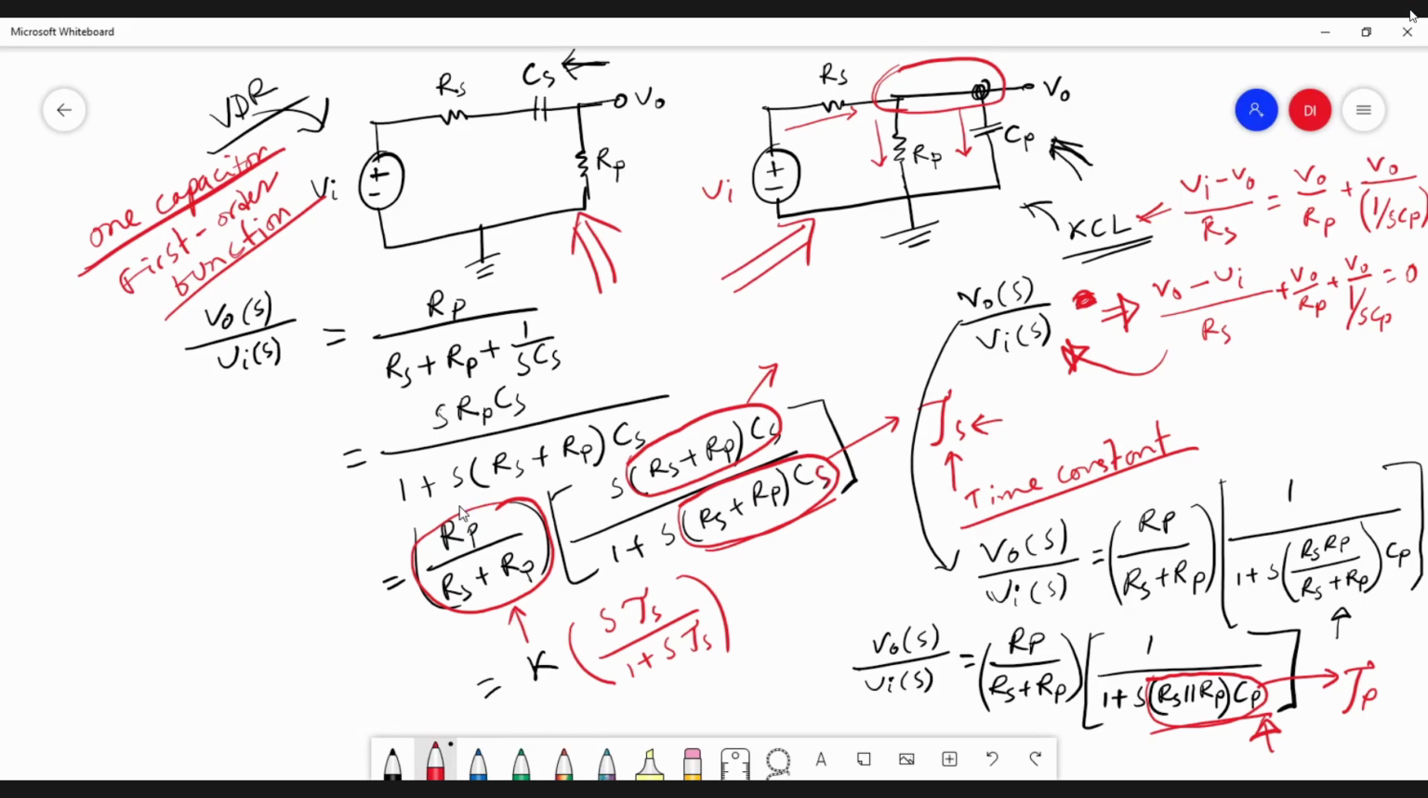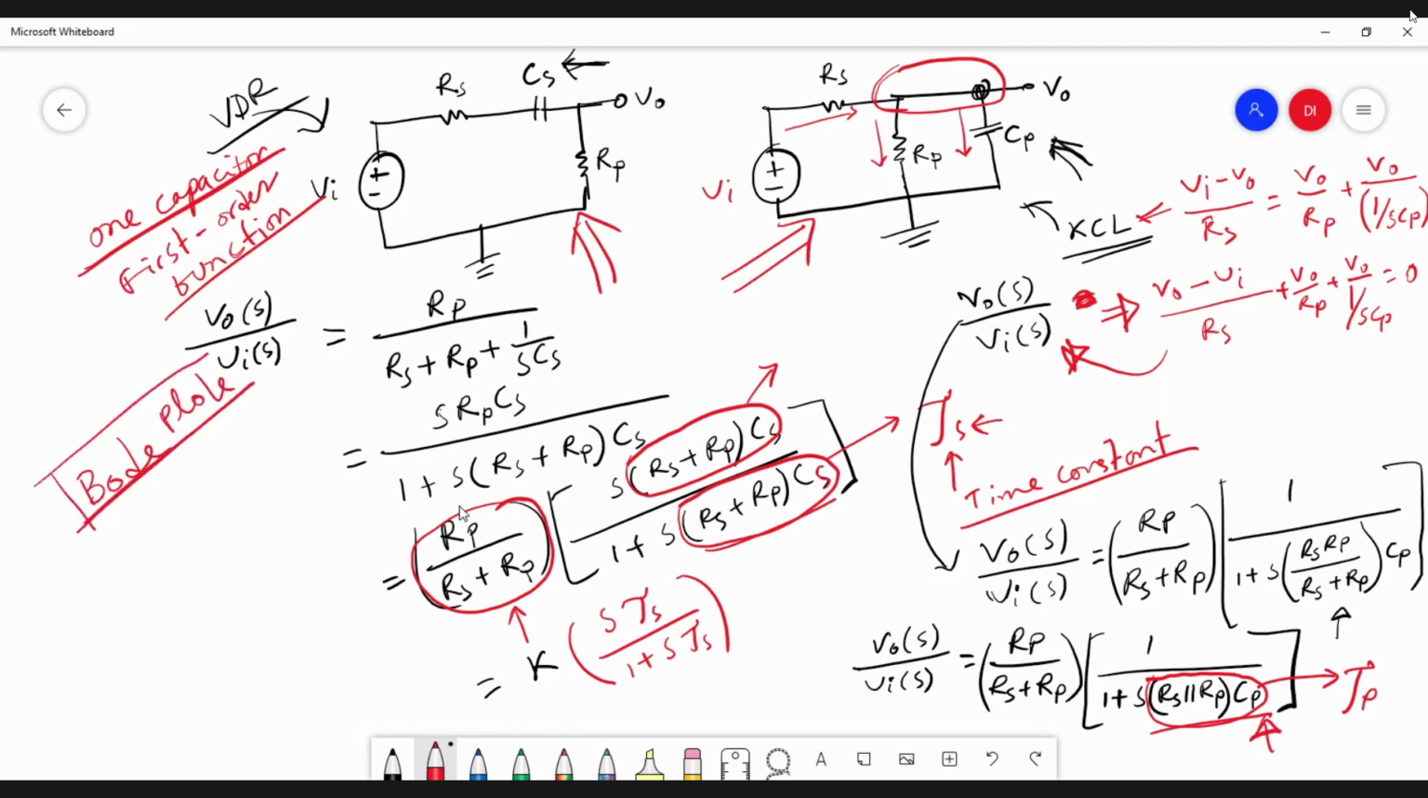Basically after this we will discuss a new thing, Bode plots. That will take a long time, so maybe we will discuss it tomorrow. We will see Bode plots.